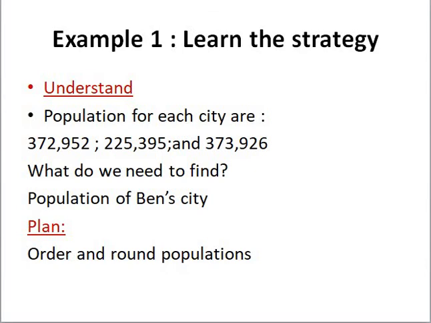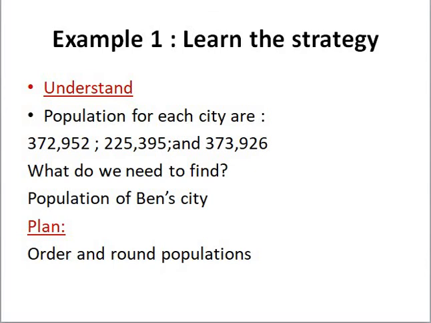So after check, let's go to example 1. Learn the strategy. It's on page 43. Now the example, please read it. It's talking about 3 persons. They live in different cities and they give us the population of these cities, and then they ask us, where does Ben live?